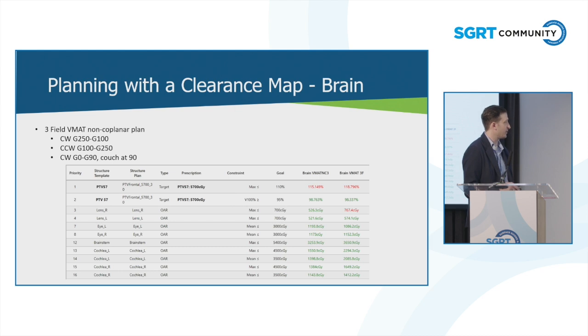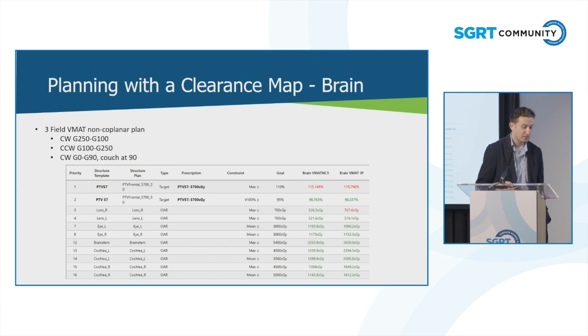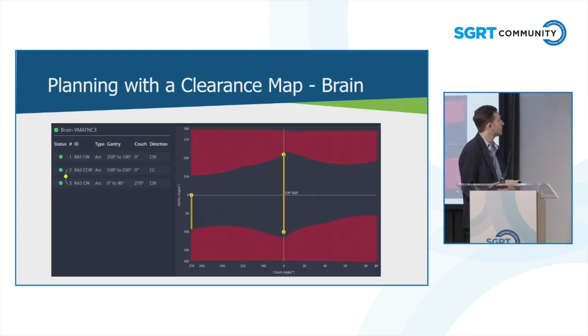And just comparing my non-coplanar brain constraints versus the regular coplanar 3-field, you can see everything looks better. I'm still hitting my lens goal, and my hotspot would be probably acceptable. So that was encouraging. And here's the clearance map once it clears. It gives me a warning, like Helen said, about transitioning between 2 and 3, but it all looks good.